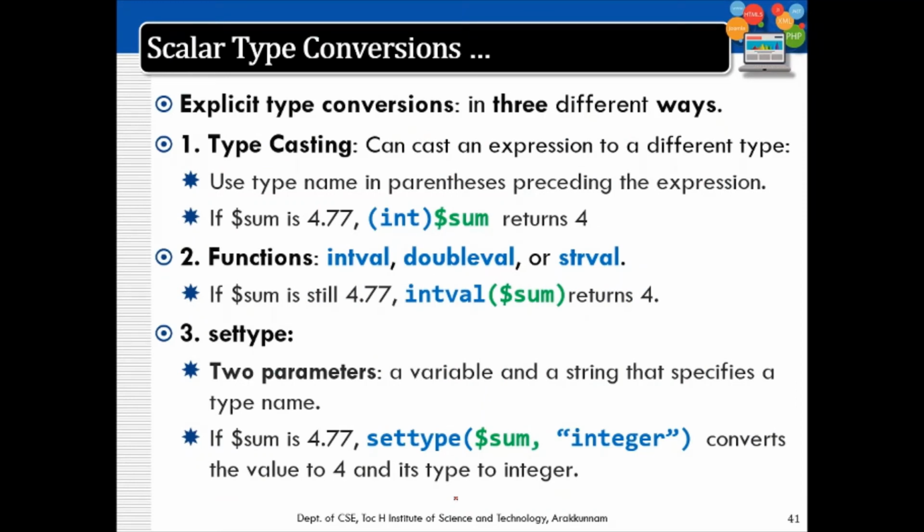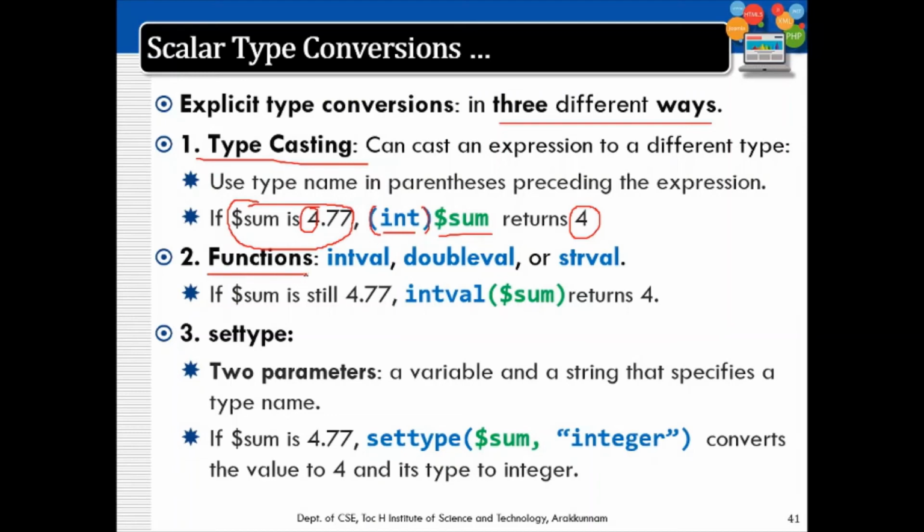Then moving on to explicit type conversions, there are 3 different ways to convert between different data types. The first one is typecasting. Typecasting is a general format we use in C or any other language. If I have $sum equal to 4.77 and I want to extract the integer part, I can just typecast this to integer. So (int)$sum will return the value 4 alone. This is the first method, just using typecasting.